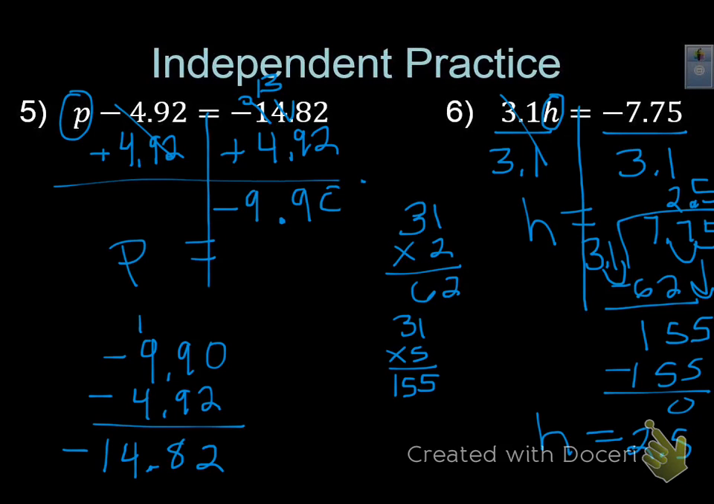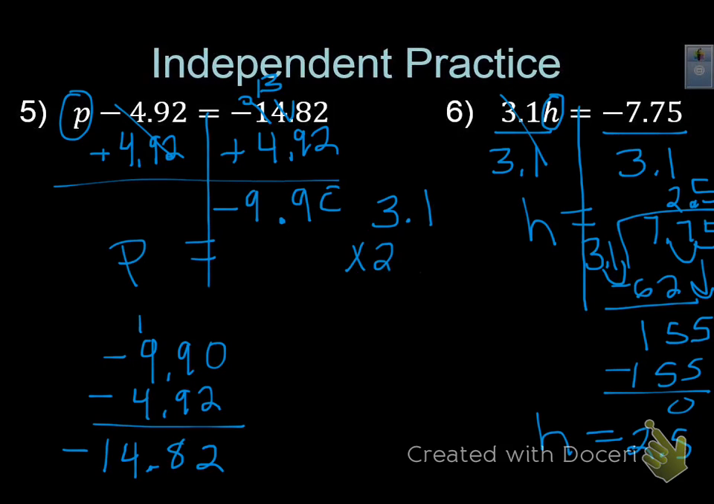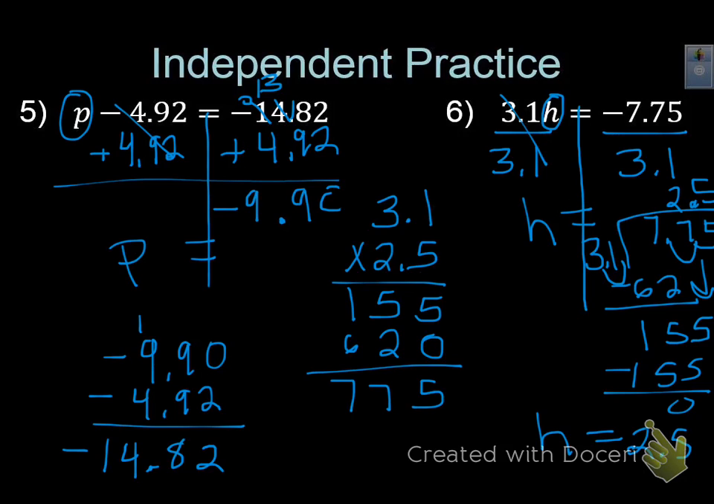To check my answer, I need to multiply 3.1 times 2.5. Five times 1 is 5. 5 times 3 is 15. Placeholder 0. 2 times 1 is 2. 2 times 3 is 6. And when I add, two decimal places and two decimal places.